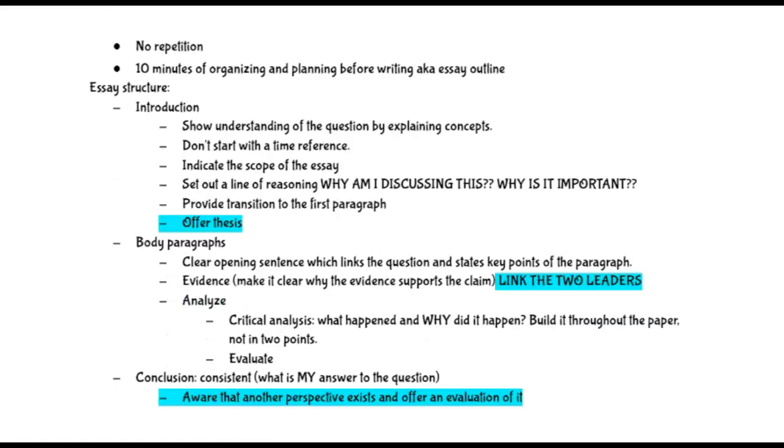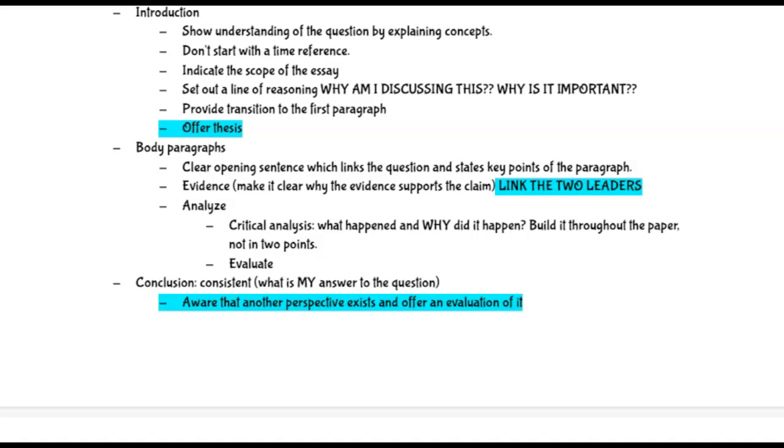Body paragraphs, again, it is not just 1, 2, 3. Break it up, follow the TIP-TOP method. You need to have a clear opening sentence that needs to link the key points together. Follow what you were using in your thesis statement. Follow the PEEL method that you've done on your outline. You're going to be in a better position if you do that. Give evidence that connects to the 2 different leaders, link them together, and then analysis.